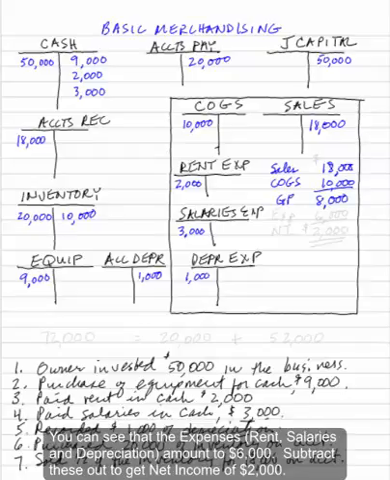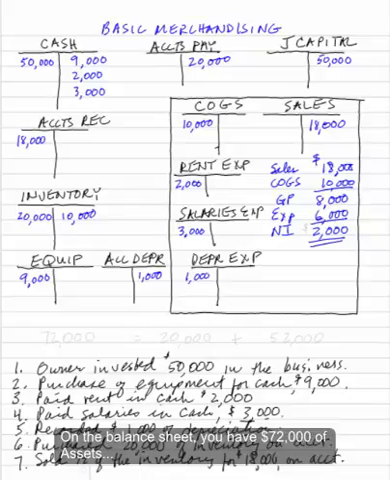So that gives you a gross profit of $8,000. If you look at your 3 expenses, rent, salaries, and depreciation, they amount to $6,000, leaving you with a final net income of $2,000. I'm going to double underline that. Net income, put a dollar sign top and bottom.